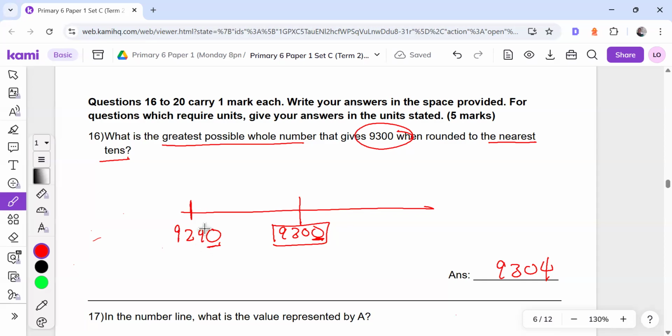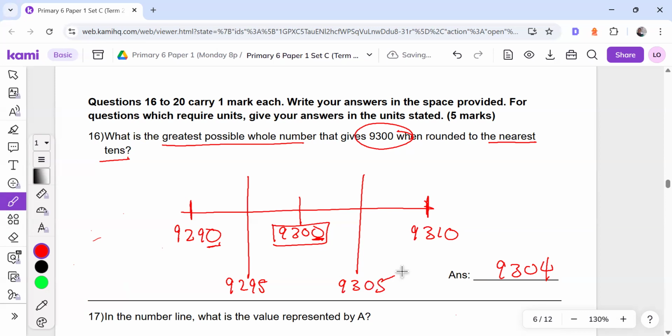You minus 10 to get your first number, then you plus 10 to get your third number. Okay, got it? And then what do you do next? You chop in the middle, get the middle number, 9295. That's the number in the middle. And then you have 9305. Okay, get the number in the middle.